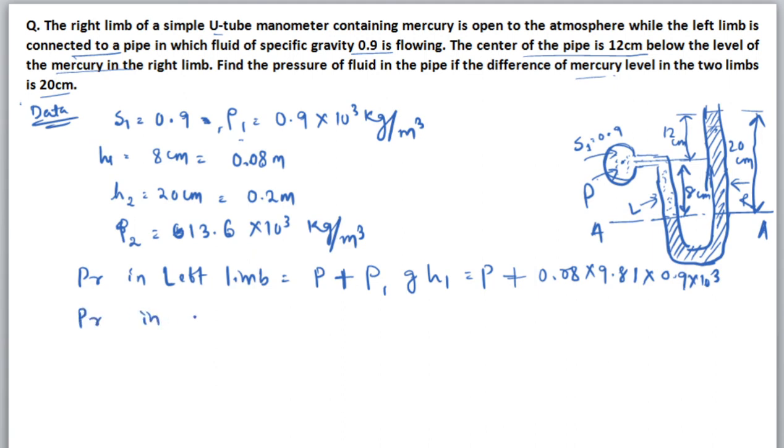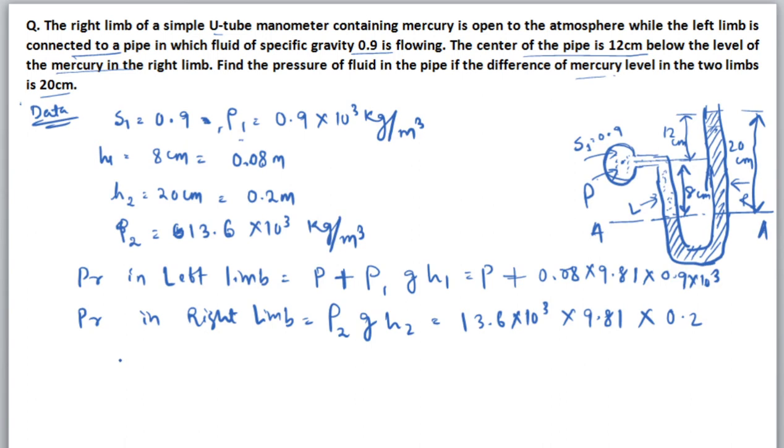Pressure in the right limb is equal to only the pressure due to the heavy liquid, that is rho 2 g h2. Rho 2 is 13.6 into 10 to the power 3, into 9.81, into h2, which is 0.2.